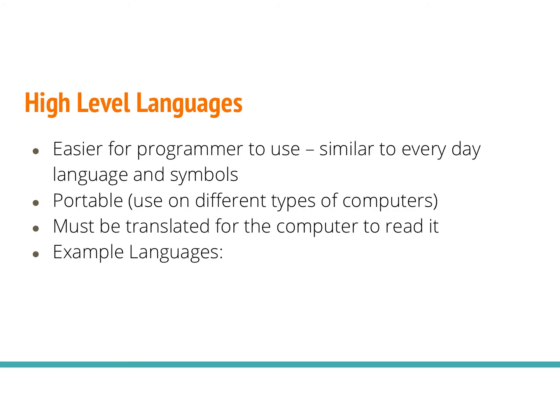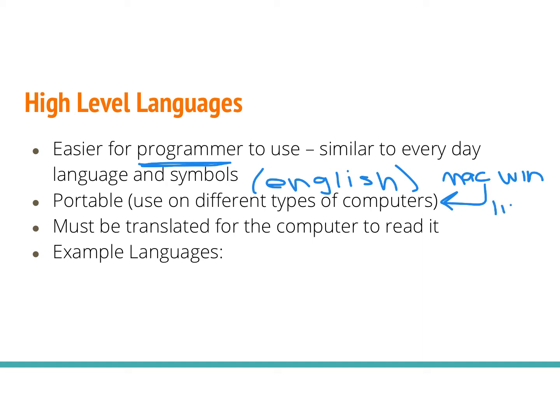So high-level languages are really easy for us programmers to use because they're similar to our everyday language and symbols. They're very, very similar to the English language that we speak in. Now, they're not exact, and there are very clear, specific words that need to be used, but we pretty much understand what they use, and it makes sense to us as we write the code. The other thing that's nice is that high-level languages are portable and can be used on different types of computers. So they can maybe be used on a Mac operating system or a Windows operating system or a Linux operating system.